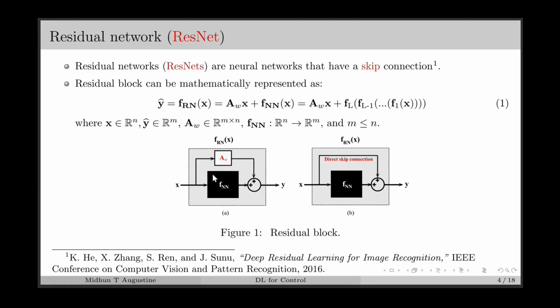This we can consider as a weighted skip connection, which gives the output y as AW into x plus f_NN of x. And in the direct case, the output y will be equal to x plus f_NN of x. And this one is the most popular version of ResNet, which is commonly used in the literature. This combined block we can denote by f_RN, which denotes the ResNet function. And for f_NN, we can have a deep learning architecture containing L layers.